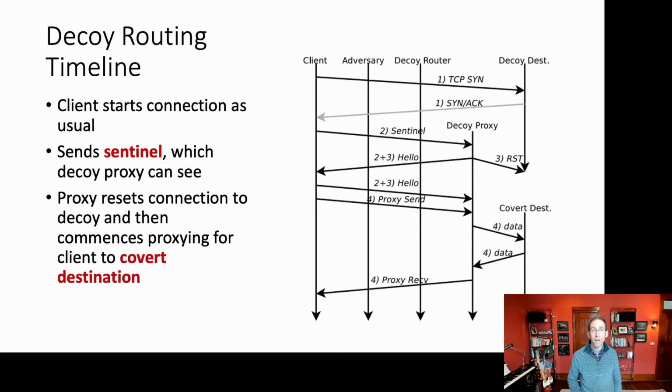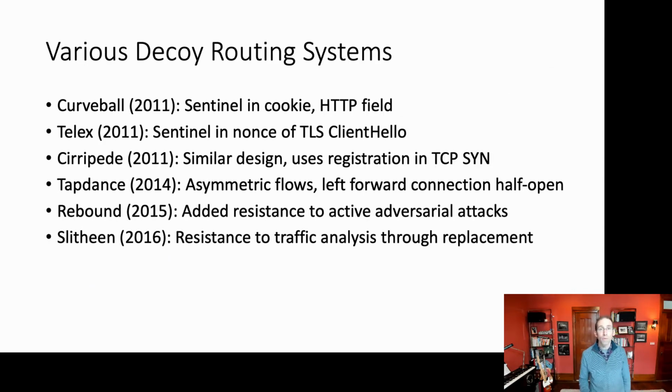Here is a figure depicting that process in more detail. A client might start a connection as usual, as seen in step 1. Then, in step 2, the client sends a packet that contains a particular signal or sentinel. The decoy router recognizes that and sends that traffic to a decoy proxy, which then resets the connection to the decoy destination, ensuring that no further traffic is sent from the decoy destination to the client. Subsequent traffic is then forwarded to the decoy proxy, which can continue the communication between the client and a covert destination. There are various decoy routing systems that have been developed over the years.